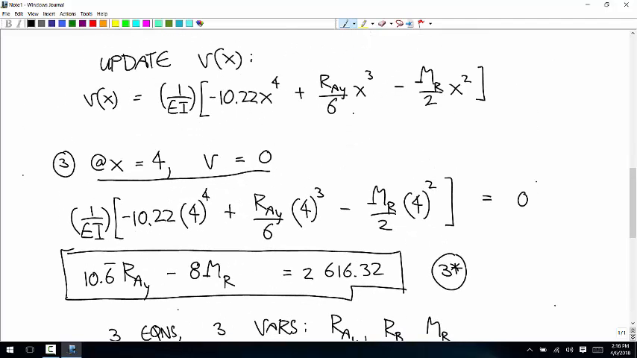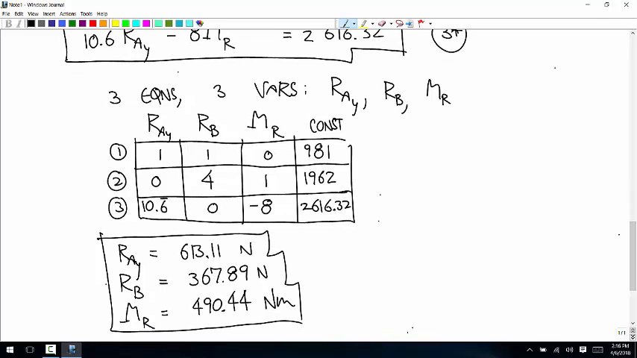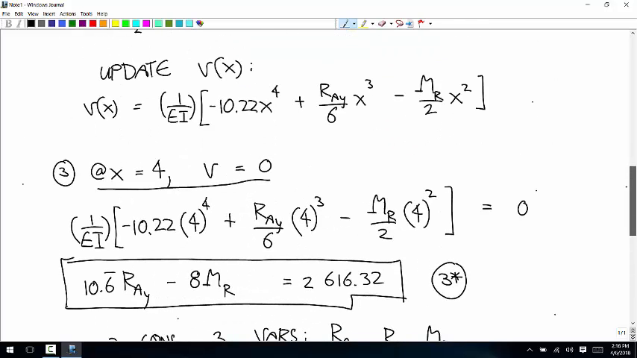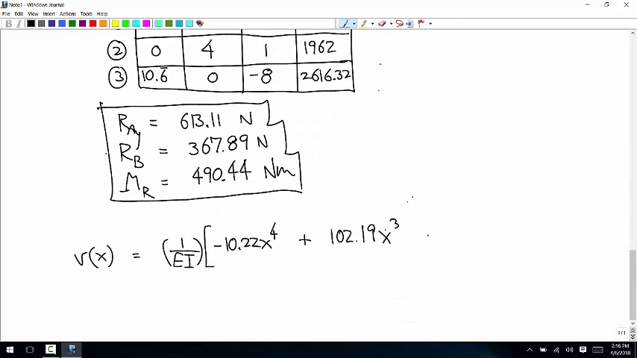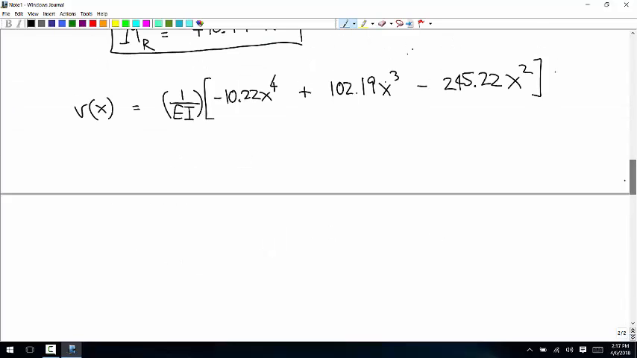And then plug in 490.44 for MR, minus 245.22 x squared. So to find the candidates for mins and maxes, we take dv/dx and we're going to set it equal to 0, so we don't care about this.